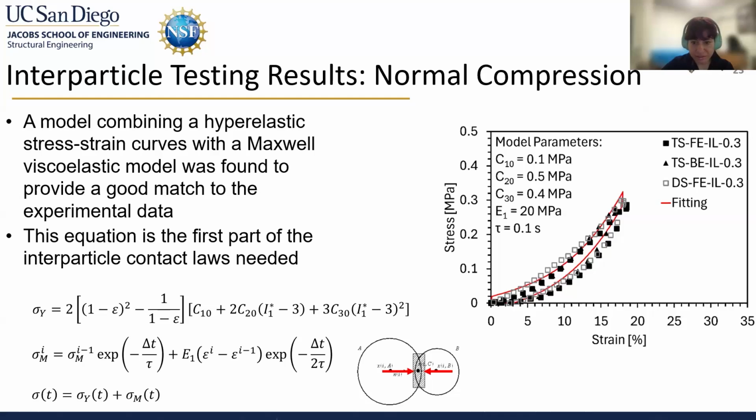Key findings from normal compression tests were that a model combining a hyperelastic stress strain curve with a Maxwell viscoelastic model was found to provide a good match to the experimental data as well. Next slide, please.